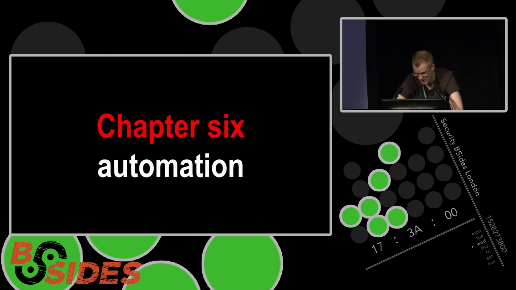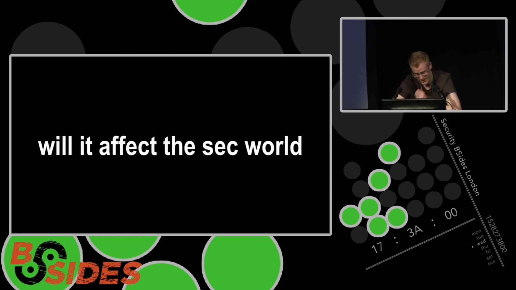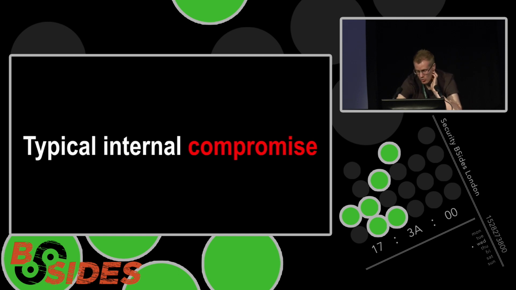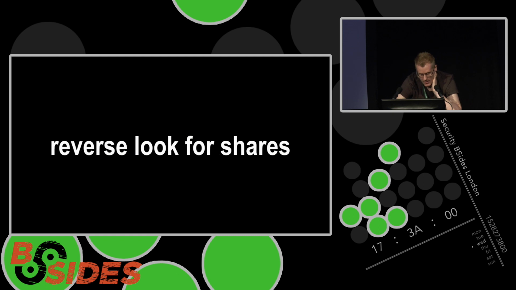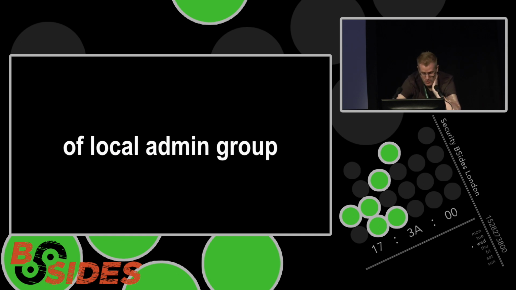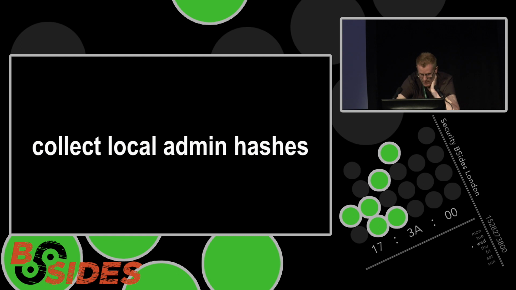Chapter 6. Okay, this is a very quick chapter. People talk about automation. Will it affect the sec world? I think it will change things. Let's take a look. So, a typical internal compromise: Responder, reverse the hashes, look for shares, find out where the domain user is part of the local admin group, use those rights to compromise the machine, collect the local admin hashes, pass the hash, hunt the DA, win.